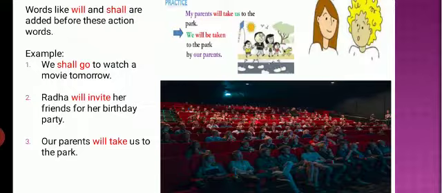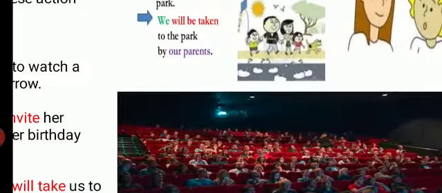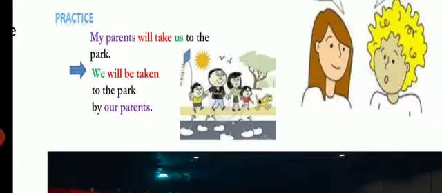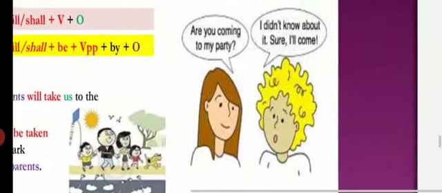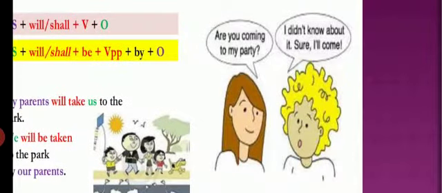Let us take a look at the picture. Here we have sentences. My parents will take us to the park, or we will be taken to the park by our parents. And here is Radha inviting her friend to the party.